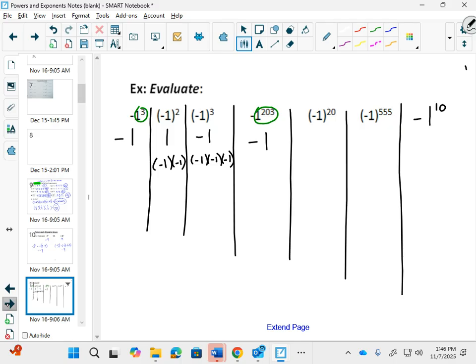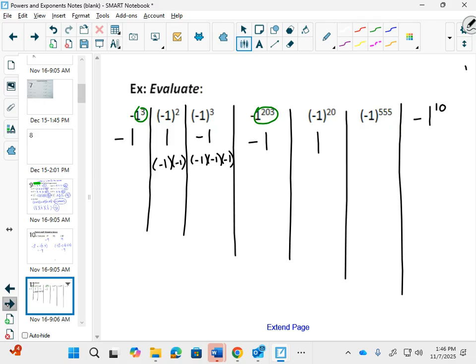So this one is positive 1, because you would have the negative 20 times. And if you have an even number, it becomes positive.